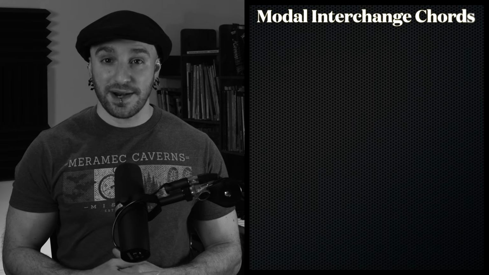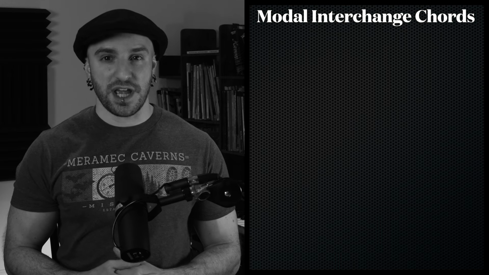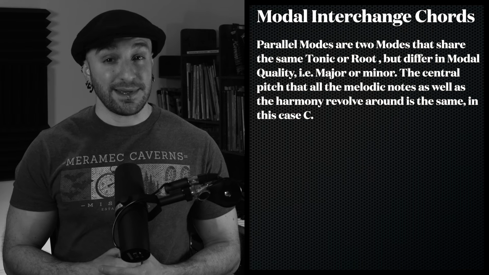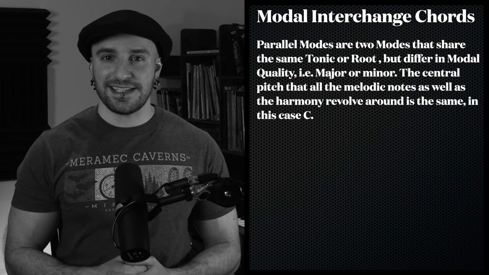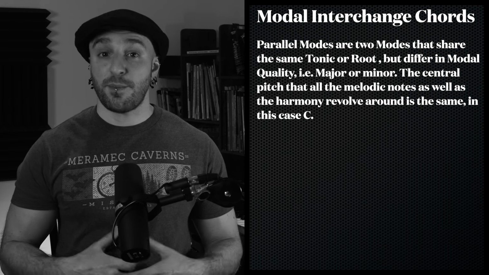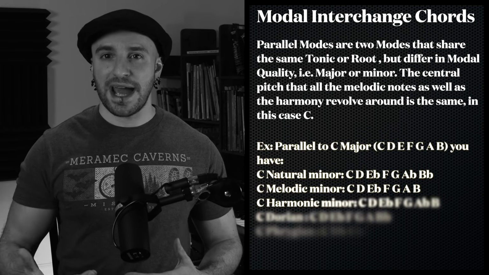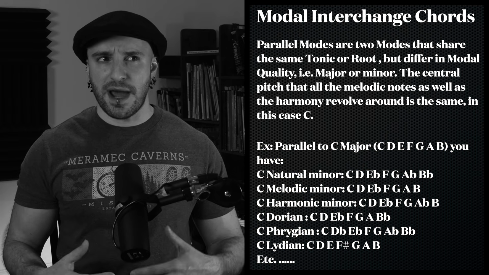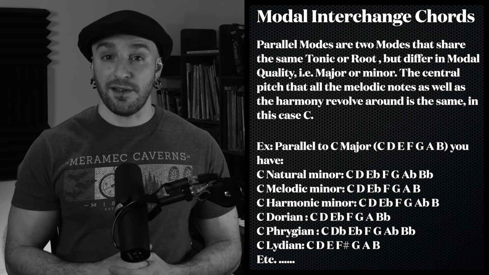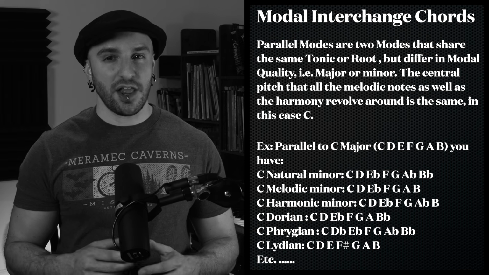The second type of chord we're going to examine today is called a modal interchange chord, and it essentially means that you can borrow chords from basically any other parallel mode. Parallel modes contain the same key center, in this case C is our key center, or tonic, but parallel modes contain different modal degrees. So parallel to C major, you have C natural minor, C melodic minor, harmonic minor, Dorian, Phrygian, Lydian, and so on. And you can borrow chords from these parallel modes to add some nice distinction and color to your music.